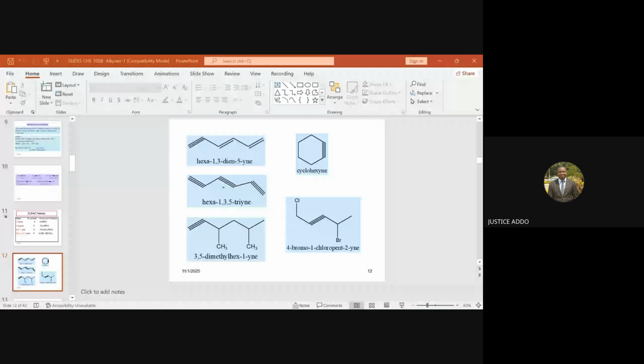Yes, Patience. Thank you, sir. But the first structure, I can see that the naming of the carbon chain started with the carbon chain, that's the hexane, begins the naming. I don't understand that.